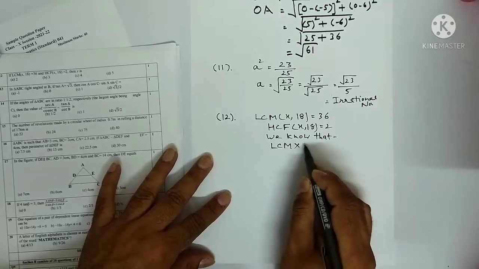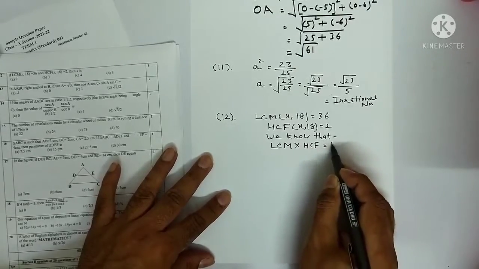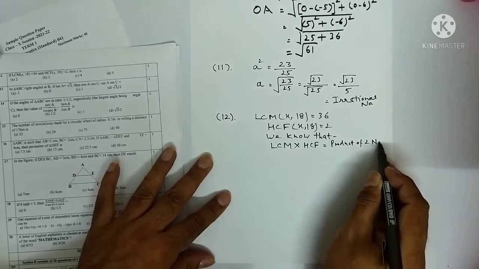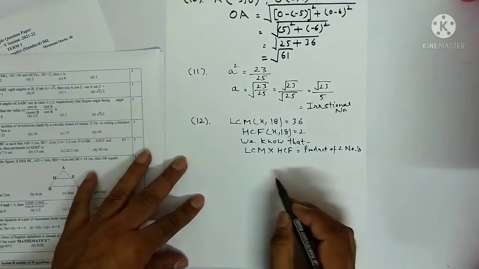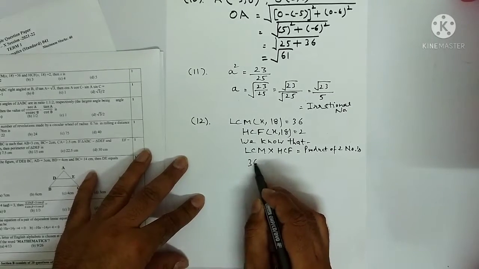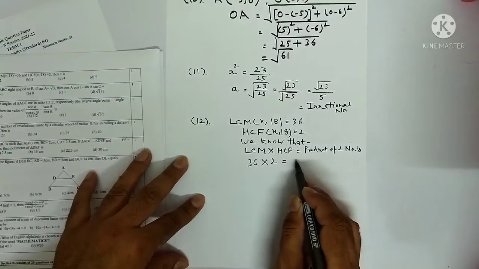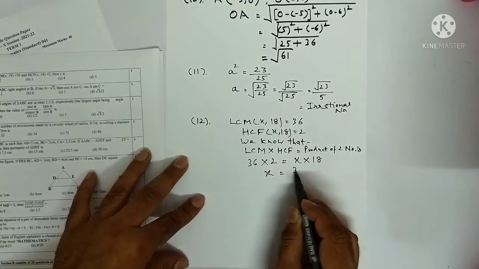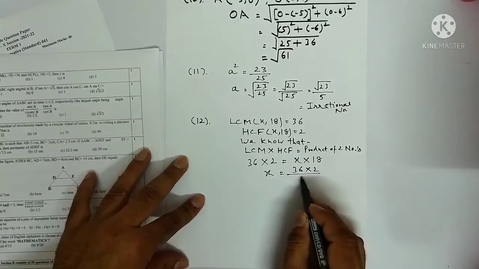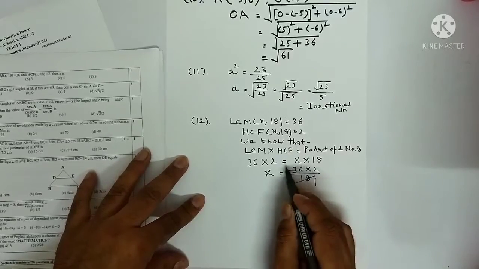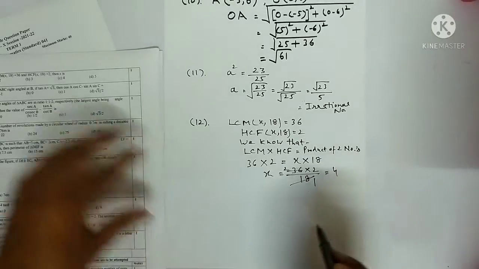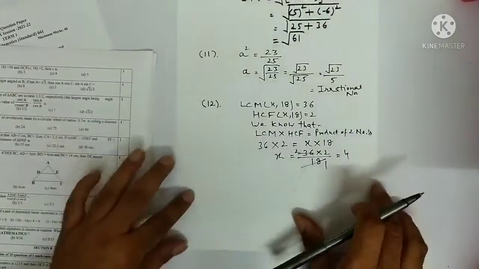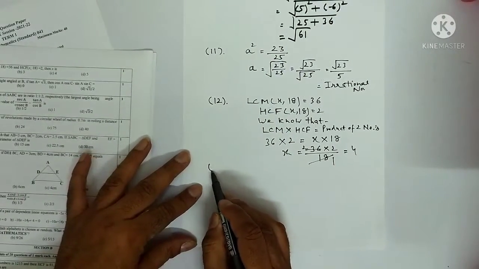We know that LCM into HCF is equal to the product of the two numbers. So here LCM is 36 and HCF is 2, and the two numbers are x and 18. So we will find x: 36 into 2 divided by 18. 18 ones are 18, 18 twos are 36, and 2 twos are 4. So you can see here option number 4. Now question number 13.